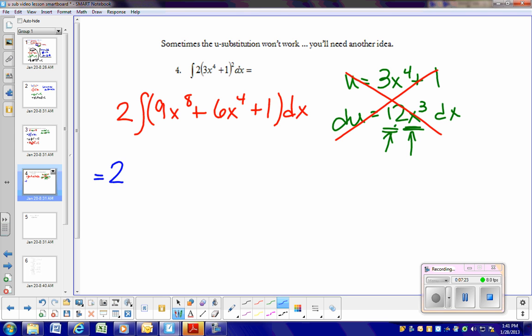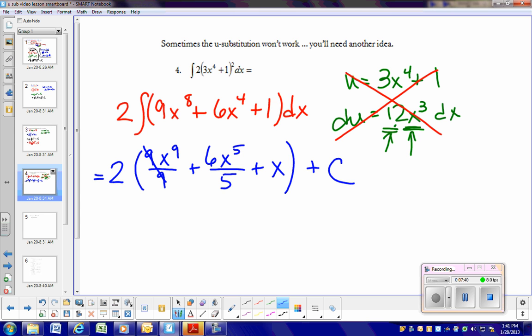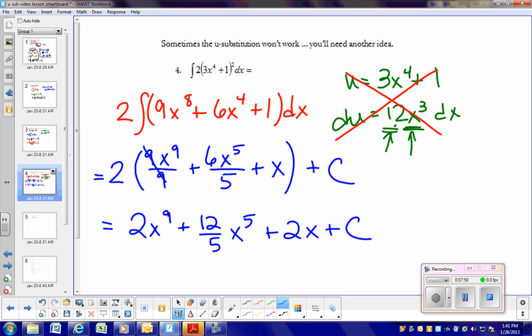So the 2 is out in front, and then all these anti-derivatives. So we'd have x to the 9th divided by 9. That's going to cancel that 9. X to the 5th divided by 5. That doesn't cancel the 6. And this is an x plus a constant. Okay? And so you can tidy that up as much as you feel like, which maybe is not at all, but you could write this, okay? But that is a time when u substitution doesn't work.